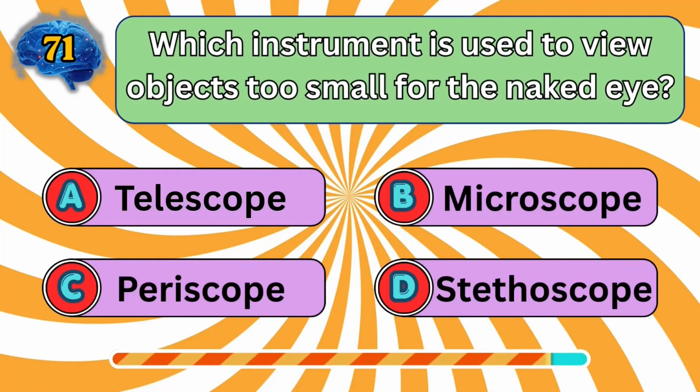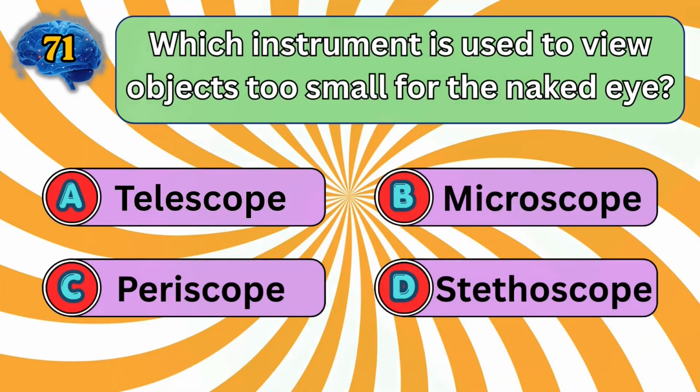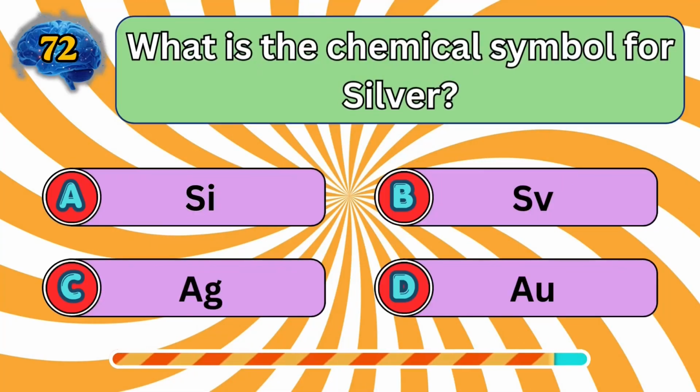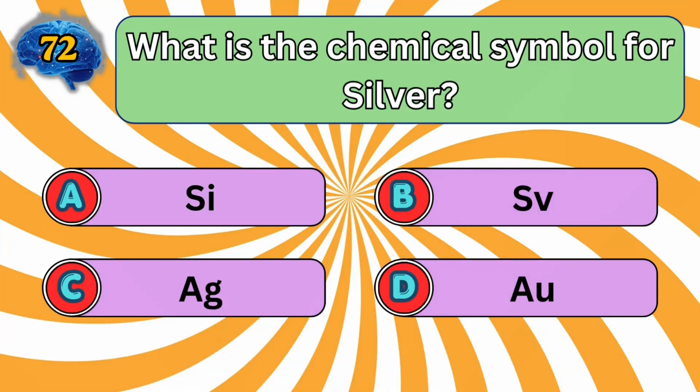Which instrument is used to view objects too small for the naked eye? Telescope, microscope, periscope, stethoscope. Microscope. What is the chemical symbol for silver? O, Ag, L, As. Ag.